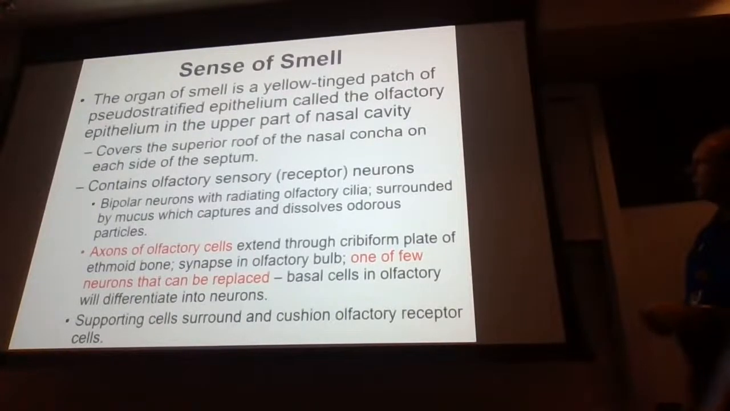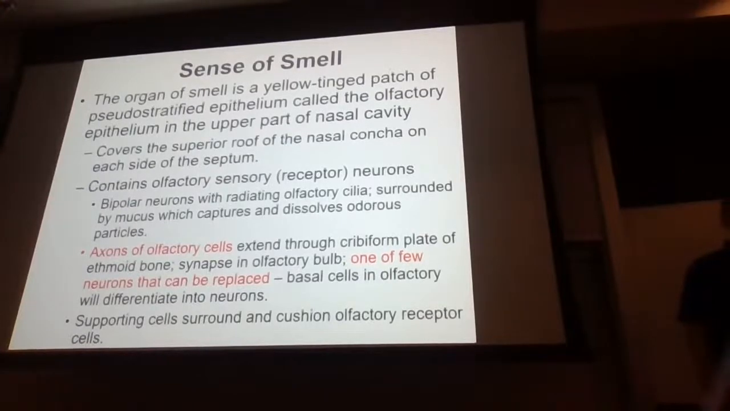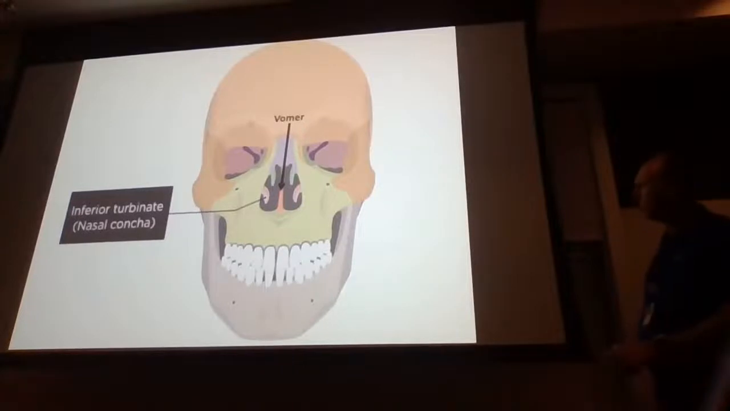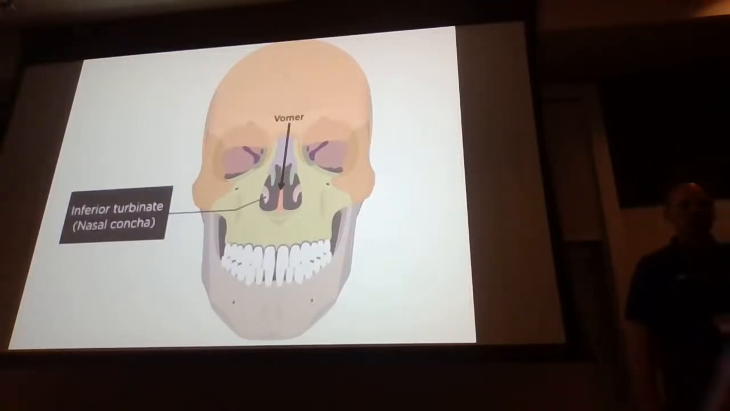This pseudostratified epithelium is on the superior roof of the nasal concha. Where is that? Yeah, it's got to be in there somewhere. Do you remember where the vomer was when we did that skull? On either side of the vomer are these small pieces of bone that stick out called the concha. And on the superior side of this is the pseudostratified epithelium that's responsible for having the nerve endings for smell.